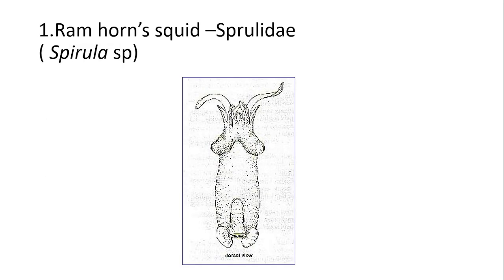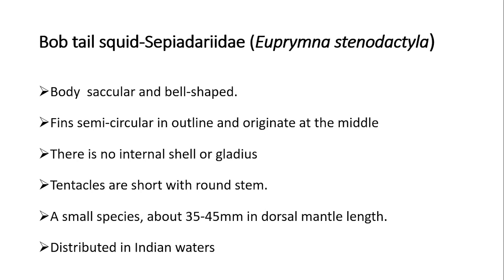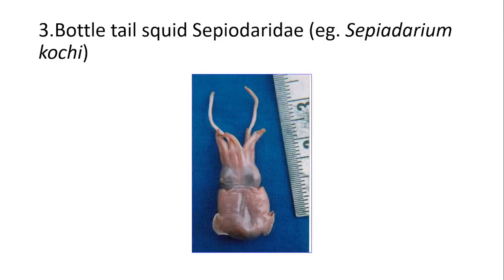The first one is the ram's horn squid. This is the image of the Spirulidae species Spirula spirula. The second one is the bobtail squid, Euprymna stenodactyla. These are the taxonomical characters of Euprymna stenodactyla. The body is circular and bell-shaped. Fins are semicircular in outer region, and tentacles are very short with a round stem. It is a small species, about 35 to 45 millimeters in dorsal mantle length, distributed in Indian waters.